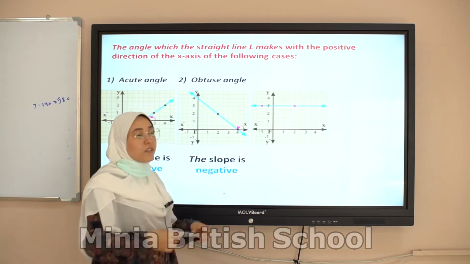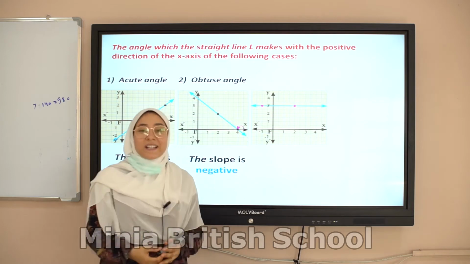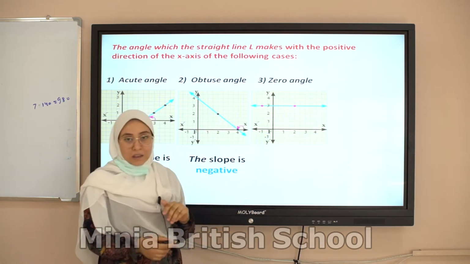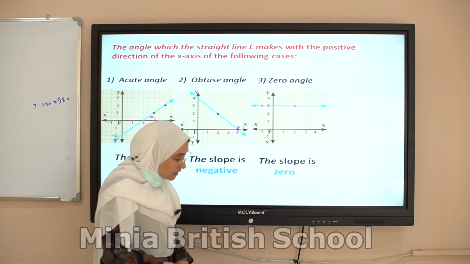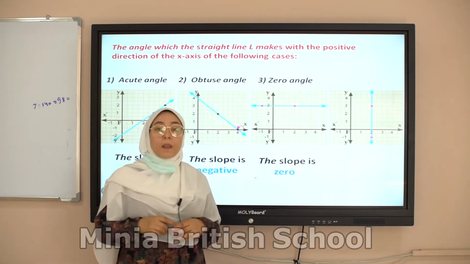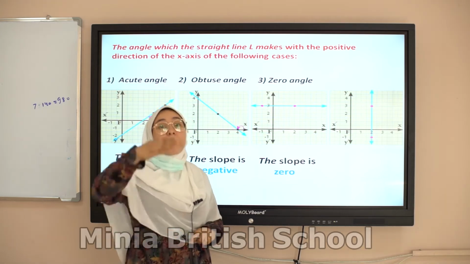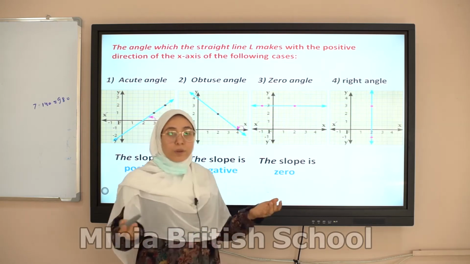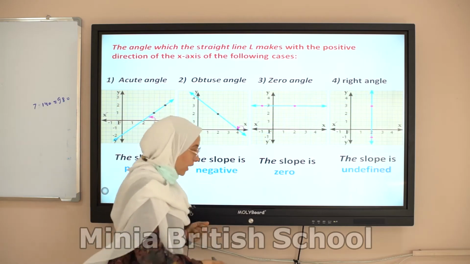But if the straight line is parallel to the x-axis, or makes a zero angle, the slope is zero. And if the straight line makes a right angle with the x-axis, or is perpendicular to the x-axis, the slope is undefined.